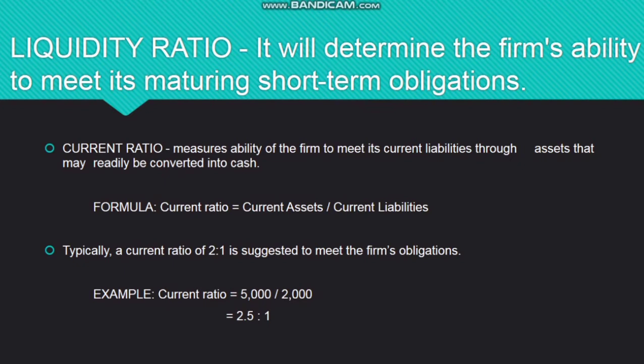So, liquidity ratio. Liquidity ratio gives an idea about a company's ability to convert its assets into cash and pay its current liabilities with that cash whenever required. So, current ratio shows whether current assets are enough to cover the current liabilities. The formula for this is current ratio is equal to current assets divided by current liabilities. For example, if a company's current assets are 5,000 and its current liabilities are 2,000, then its current ratio is 2.5, which means that there is 2 pesos and 50 centavos available in current assets for every 1 peso of current liabilities. Next.